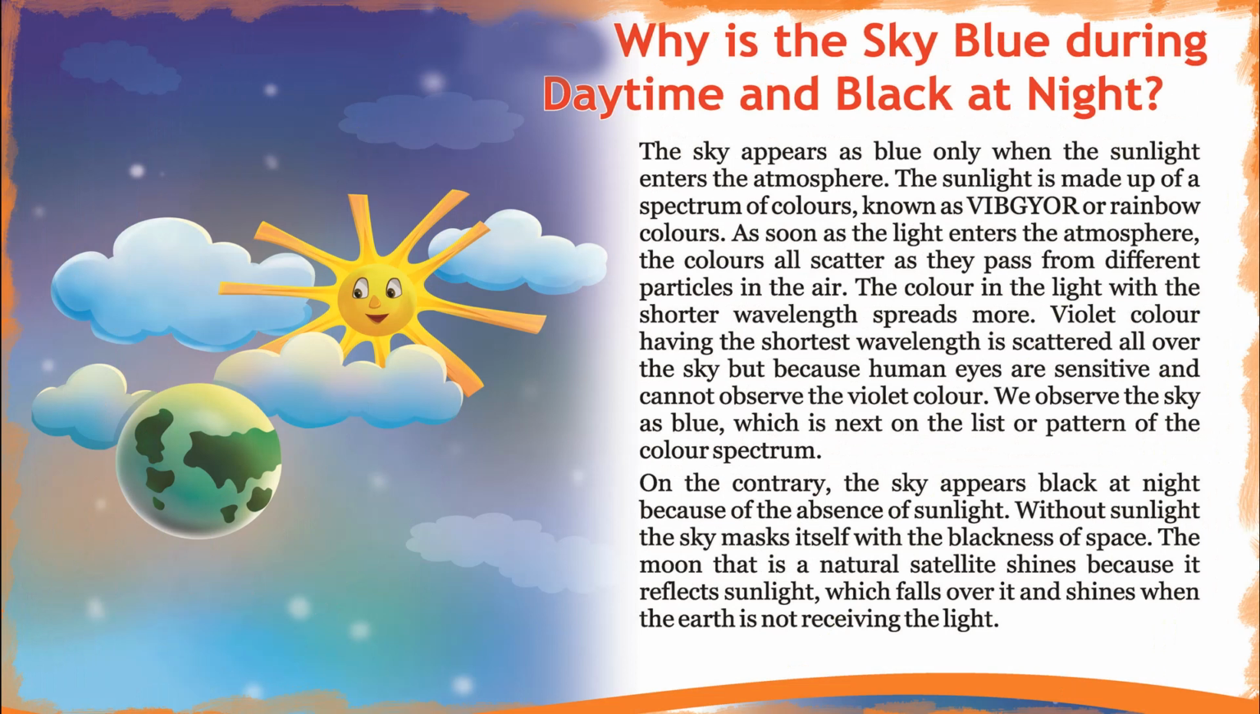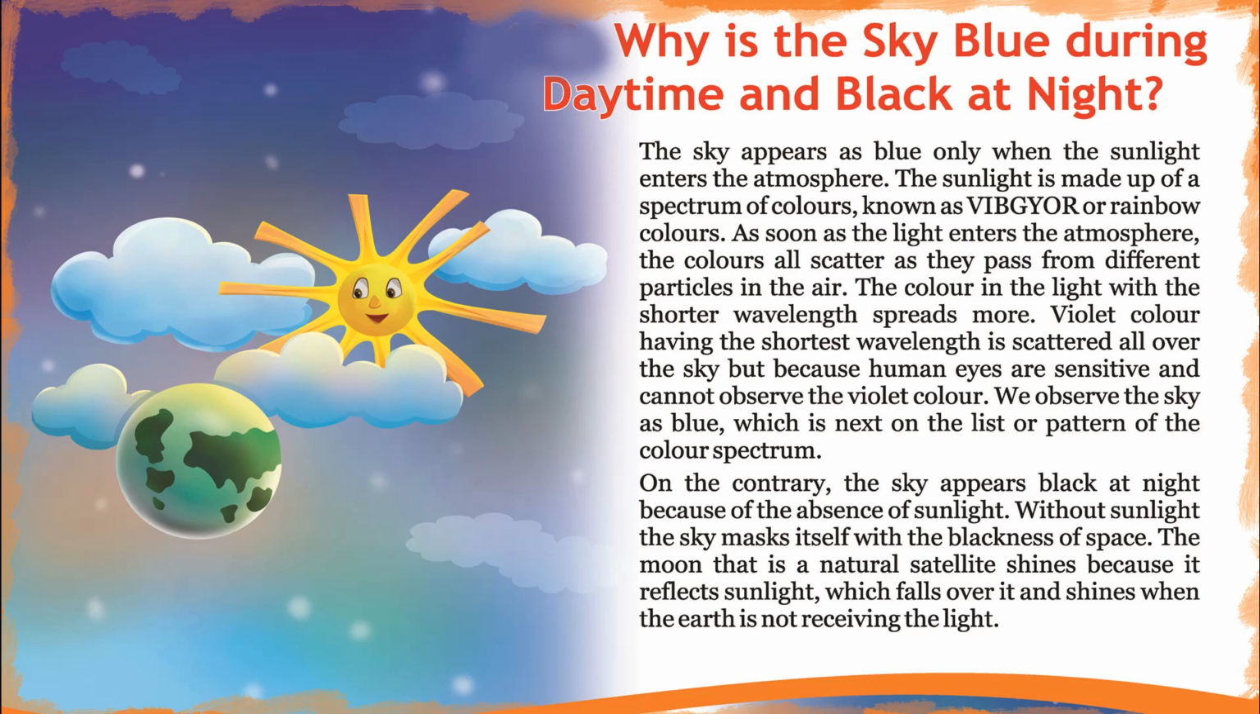Why is the sky blue during daytime and black at night? The sky appears blue only when the sunlight enters the atmosphere. The sunlight is made up of a spectrum of colors known as Vibgyor or rainbow colors. As soon as the light enters the atmosphere, the colors all scatter as they pass through different particles in the air. The color in the light with the shorter wavelength spreads more.